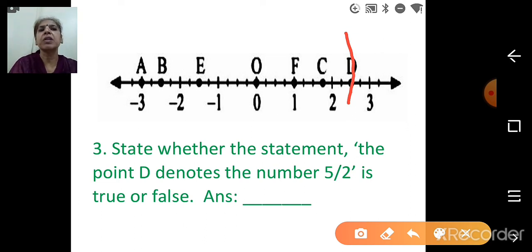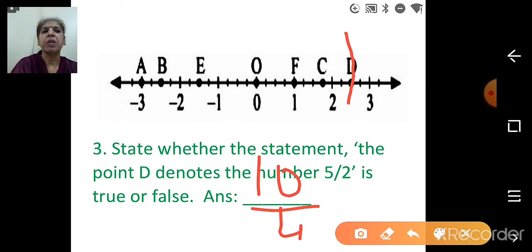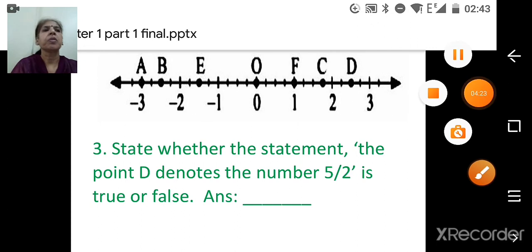Either you start from 0, then 1, 2, 3, 4, 5, 6, 7, 8, 9, 10. So we can write it as 10 upon 4. Which number is it? It is nothing but 10 upon 4, with a positive sign. And we can reduce it to the lowest term. When you divide by 2, it becomes 5 upon 2. So 10 upon 4 is nothing but 5 upon 2. The answer is true.